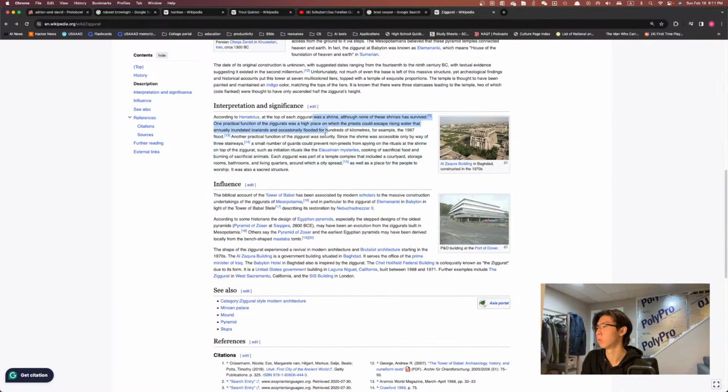None of these shrines have survived. A high place on which to escape rising water that annually floods. Okay. Security. The shrine is small, one with three staircases. A small number of guards can prevent non-priests from spying on the rituals.